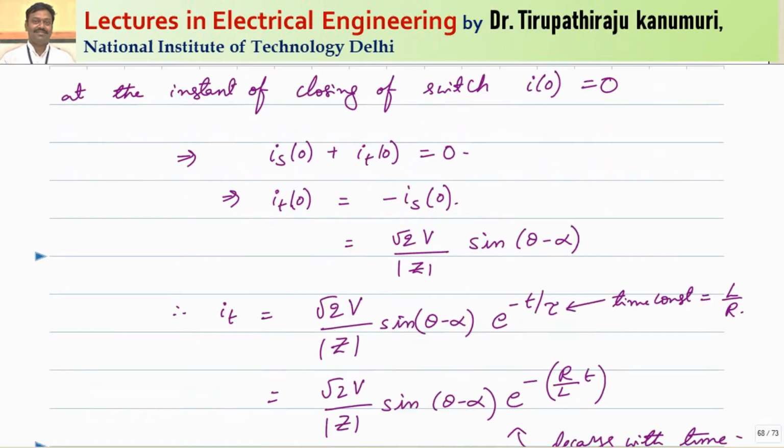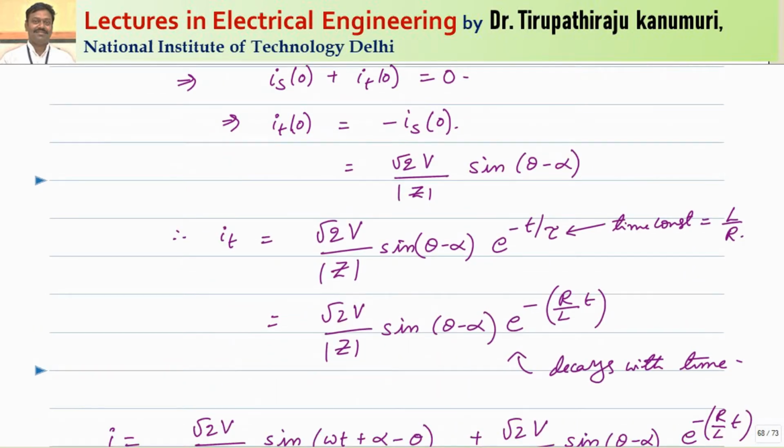So that is compensated by the transient current. The magnitude of the transient current will be equal to minus of this Is of 0, so that the net sum of the current is equal to 0 at the instant of closing of the switch. So the magnitude of the transient component at 0 will be root 2 V by Z into sine of theta minus alpha, and this current will decay with respect to time.